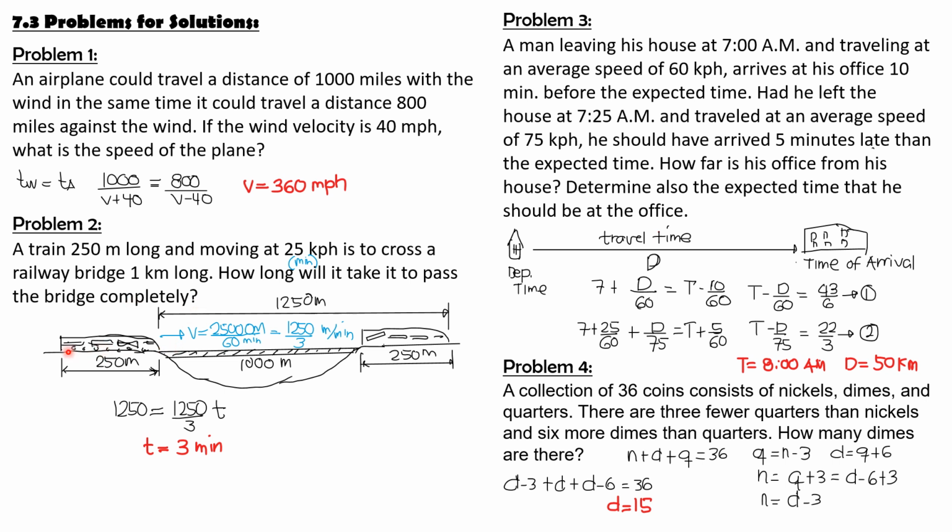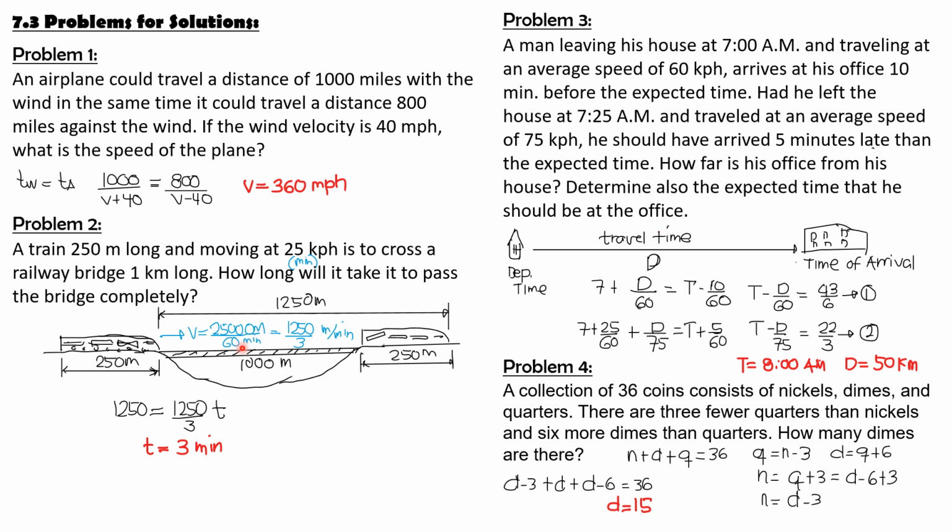So we have here a train 250 meters long. Of course, it passes the bridge completely when its front at the start is even with one end of the bridge, and time ends when the rear of the train is even with the other end of the bridge.